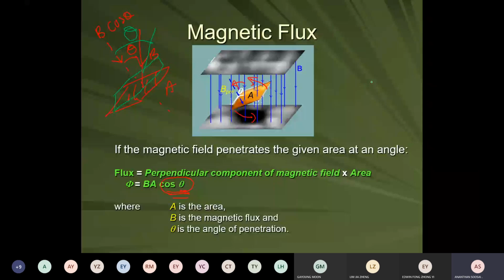So when is the flux maximum? Flux is maximum when the area and the B are perfectly normal. If the surface area is vertical and the B is also vertical like this, the flux becomes zero, no flux.